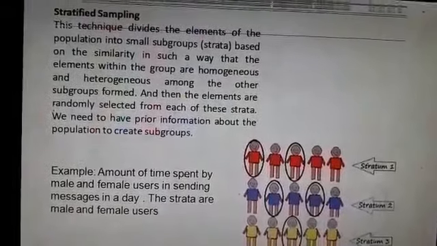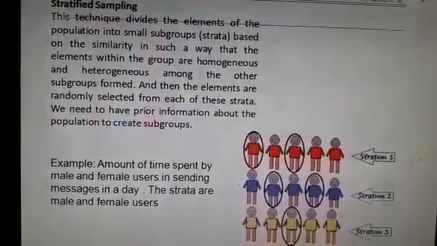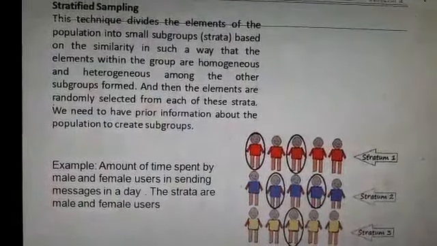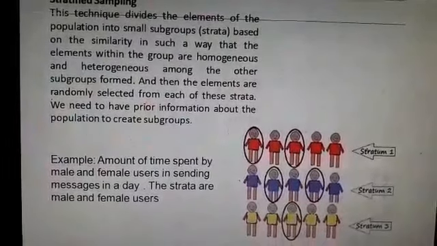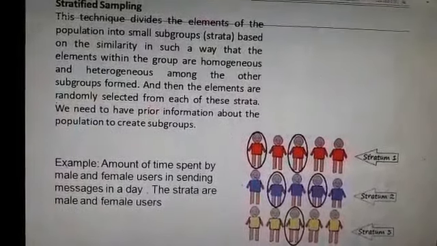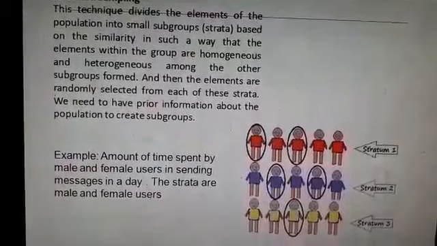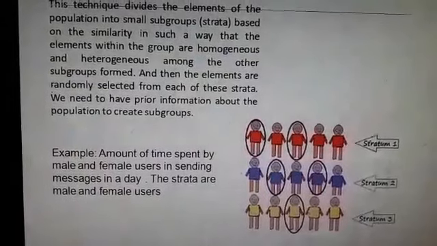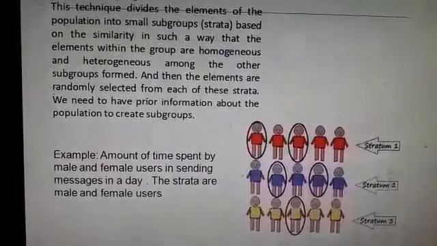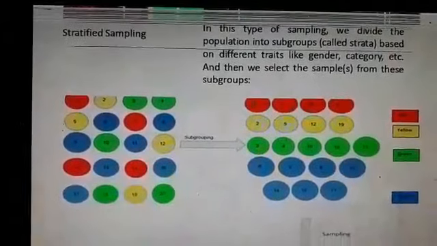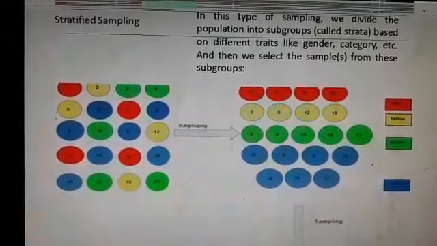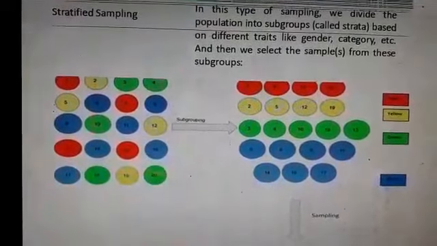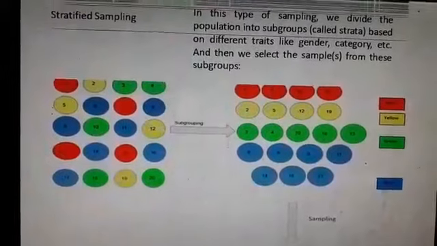We have another one, stratified sampling. Here the technique divides the elements of the population into small subgroups, that is strata, based on similarity in such a way that the elements within a group are homogeneous and heterogeneous among the other groups. This is how we have divided the strata. Then from each of the strata we collect the elements. We divide the population into strata based on different traits like gender, category, and then we select the sample from these subgroups.